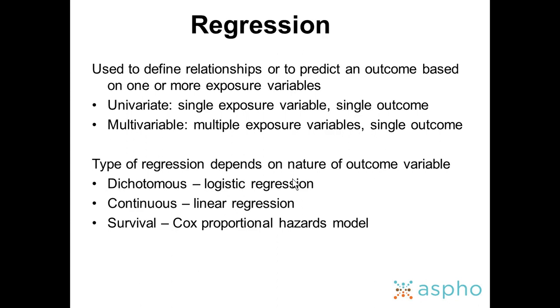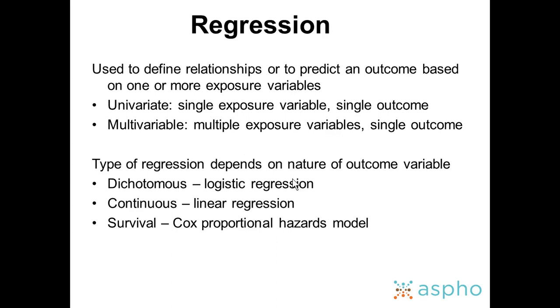We can also use regression as a way to predict an outcome. So let's say I want to predict the risk of bacteremia in a bunch of kids with cancer. I just take every risk factor that I think might be associated with bacteremia and try to put them together in a model to see if I can get the best prediction possible.